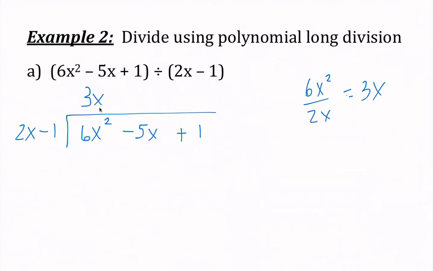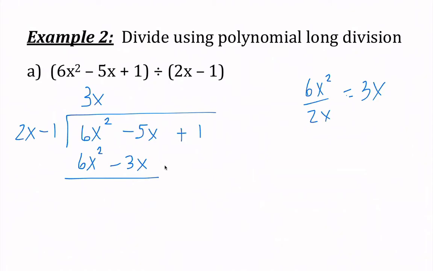Okay, so just like the other problem, I'm going to take this 3x and multiply by what's out front, but this time instead of only having 1, I have two separate things. So first I take 3x and multiply it by 2x, that's going to give me 6x squared. Then I'm going to take this 3x and multiply it by this negative 1. 3x times a negative 1 is a negative 3x.